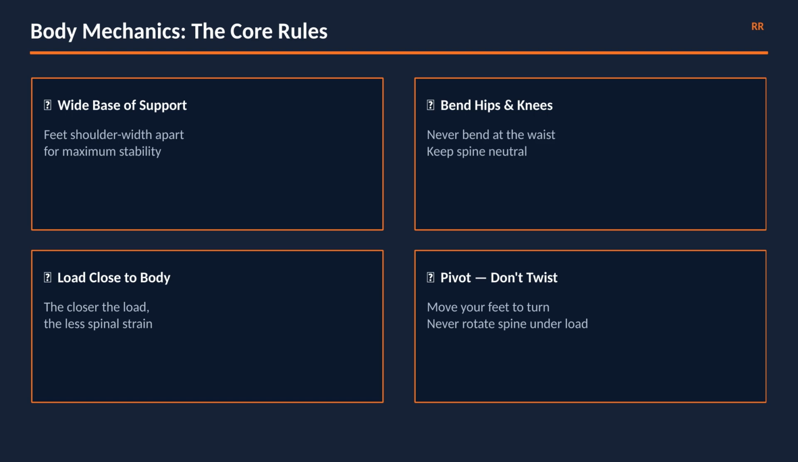Wide base of support, feet shoulder width apart. Stability starts from the ground up. Bend at the hips and knees, never at the waist. Bending from the waist multiplies the load on your lumbar discs dramatically. Keep the load as close to your body as possible. Distance from the body equals force on the spine. The further away, the worse.